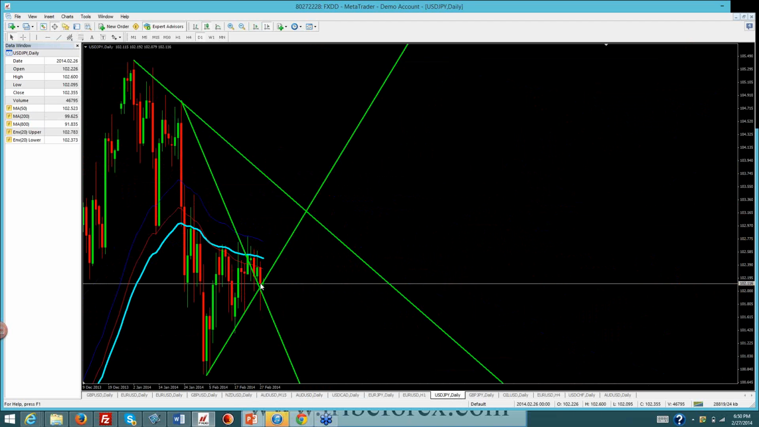Dollar yen is staying really testing this trend line here. Okay, this lower trend line here. We've tested it repeatedly. 1, 2, 3, 4, 5. We tested it here. I'm going to look for a buy here on the dollar yen.